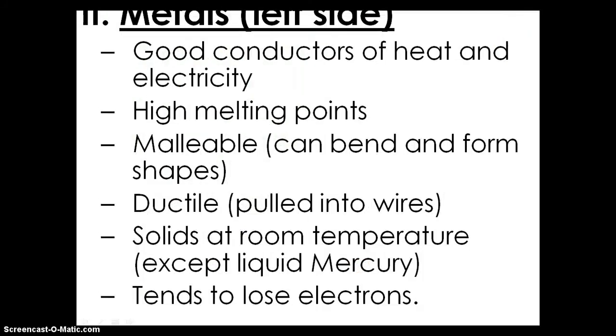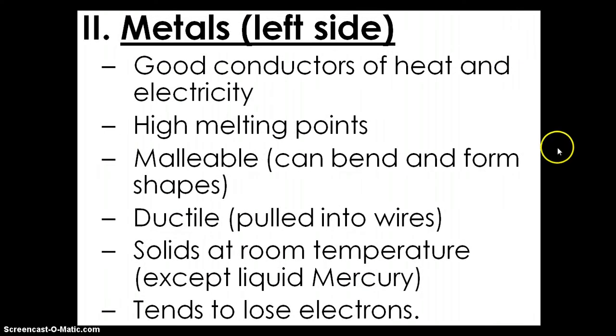The metals are on the left side of your periodic table. They're good conductors of heat and electricity. They also have high melting points, which means you have to heat it up really, really hot to get it to melt. They're malleable, which means you can bend and pound and form shapes in a piece of metal. Ductile, meaning you can pull them into wires. So, for example, copper wires are made from a chunk of copper, but you can pull them into really thin wires. They're also solids at room temperature, except for liquid mercury, and they tend to lose electrons.